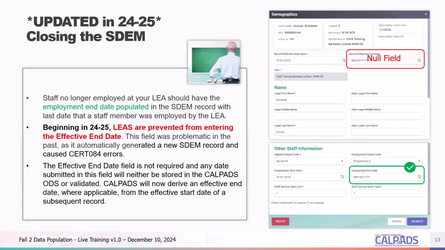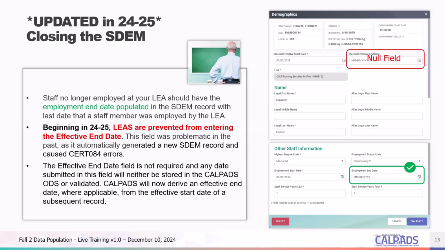All right, I mentioned that you must properly close SDEM records for all staff who are no longer employed by your LEA in Fall 2. And when closing the SDEM record, it's important to remember to populate the employment end date. The employment end date is the last date that a staff member was employed with an educational service institution.